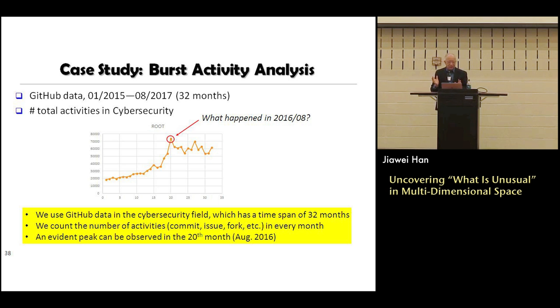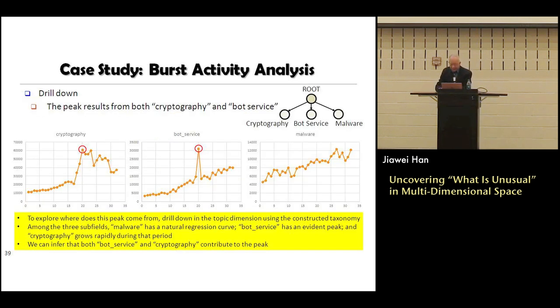The interesting thing is we studied the last 32 months of their activities in GitHub. We found there are some peaks, which you can probably see. We call these peaks bursty activities. You see for the bot service there's a huge peak, right? In July 2016, there's a huge bursty activity. We want to see what the bursty activity is.